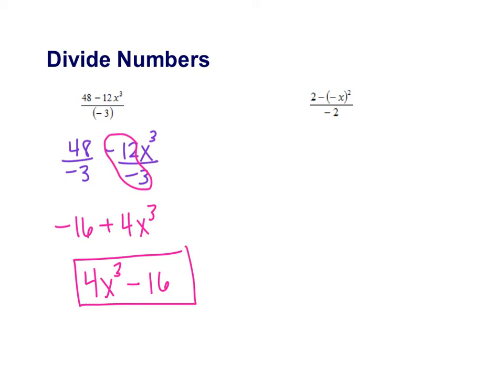Alright, this next one, one thing I notice is in the numerator, we can do a little bit of simplifying. You have 2 minus a negative. Anytime you minus a negative, you can make that addition. So 2 plus x squared divided by -2. So you take each term in the numerator and divide it by that denominator. 2 over -2 plus x squared over -2, and then just simplify each one. 2 divided by -2 is -1 plus x squared divided by -2.